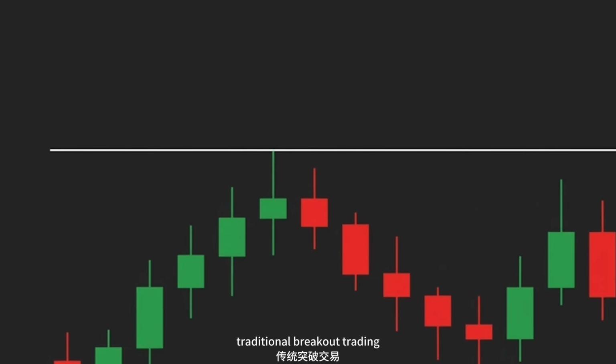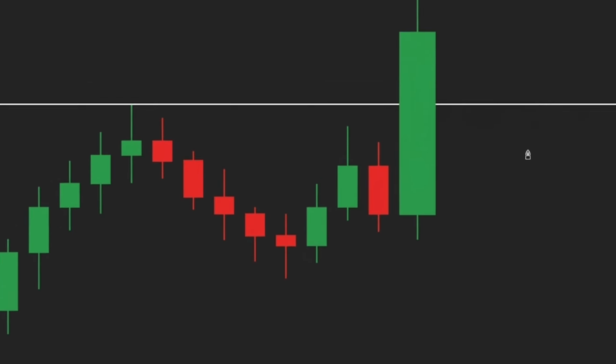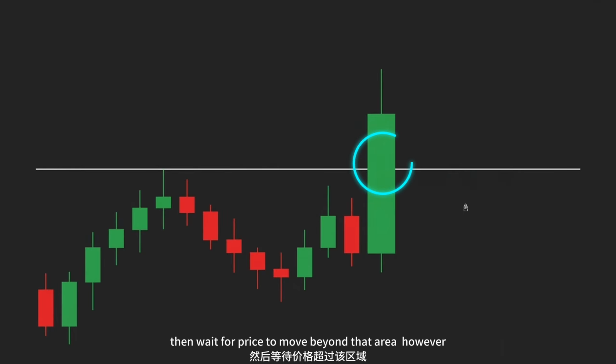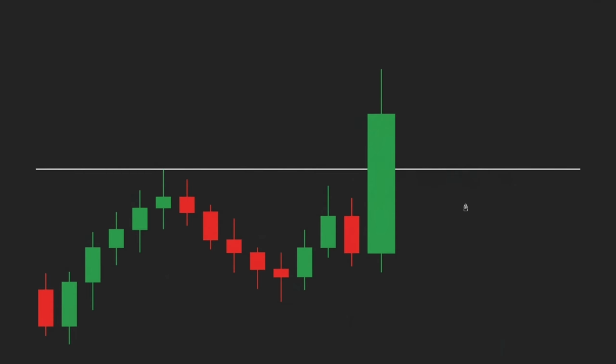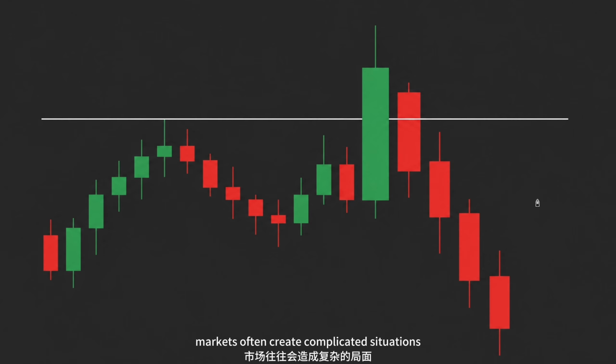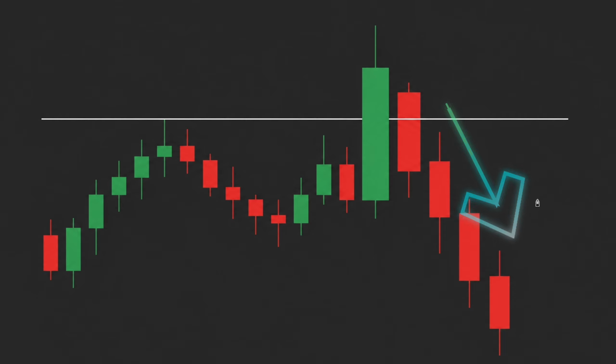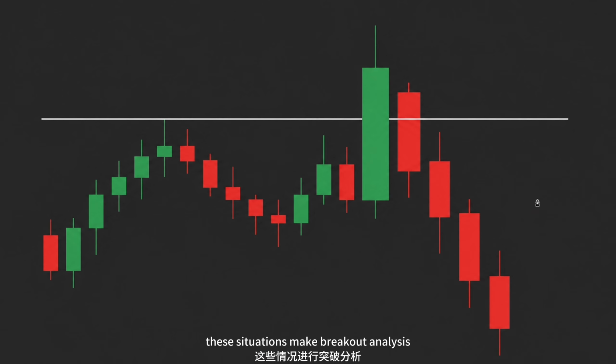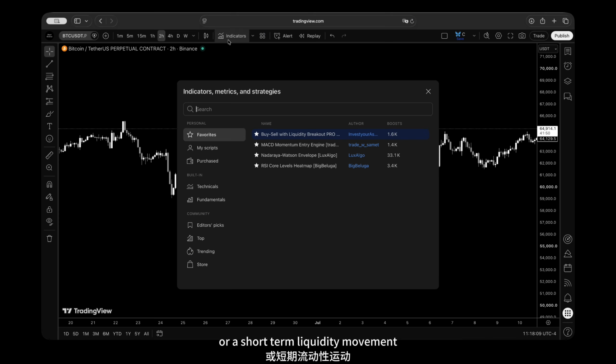Traditional breakout trading usually begins with a simple idea: identify an important high or low, then wait for price to move beyond that area. However, markets often create complicated situations. A candle can move above a previous high and immediately reverse. Price can also break a visible level temporarily before returning into the original range. These situations make breakout analysis difficult because the same price movement can represent two completely different scenarios: a genuine expansion of momentum or a short-term liquidity movement.